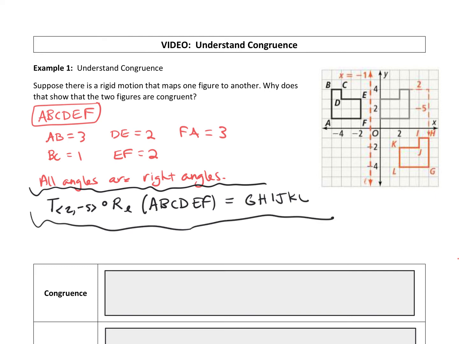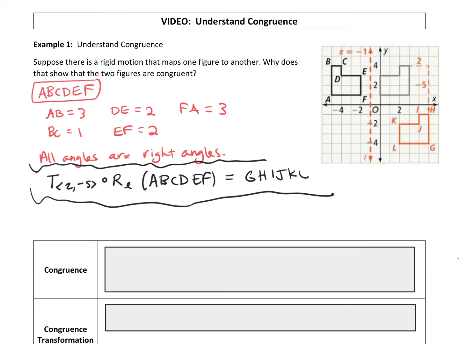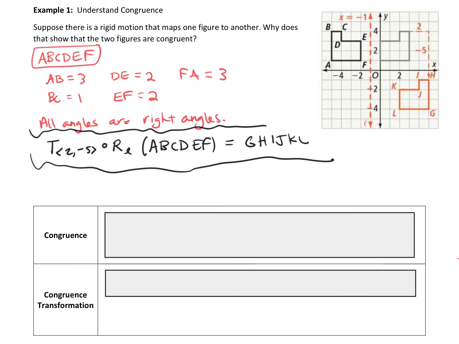Did the composition of rigid motions preserve length and angle measure? So let's take a look at our resulting figure over here and count up to see if we have any of the same information. So I'm going to go in order. GH, if we count, has 1, 2, 3 units. Next is going to be HI, which is 1 unit. IJ has 1 unit. JK has 2 units. KL has 2 units. And LG has 1, 2, 3 units.